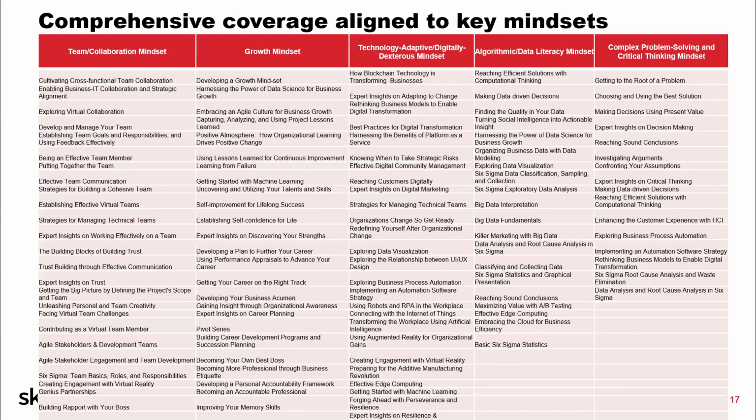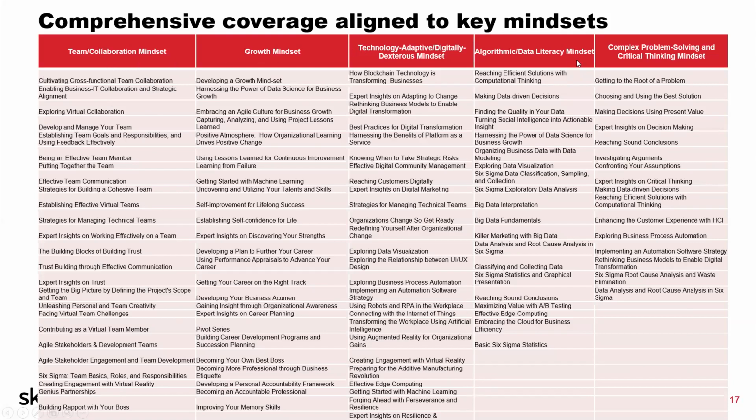And I'm not going to talk through this slide, but I'd just like to give you an indication of some of the e-learning content that we have that supports each of these mindsets. I spoke about developing these mindsets and all of the skills that you need. These are just a sample of some of the courses that we've got that are mapped to each of these mindsets. So in the team and collaboration mindset, for example, we've got virtual collaboration, developing and managing teams, being an effective team member, effective team communication. So you can see that we have very carefully curated content around each of these mindsets.